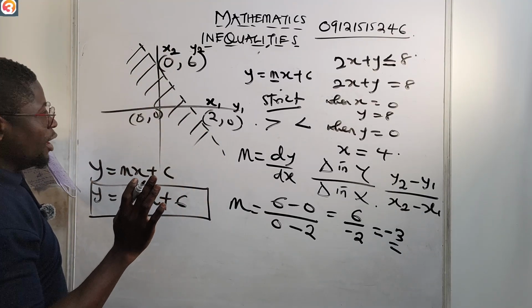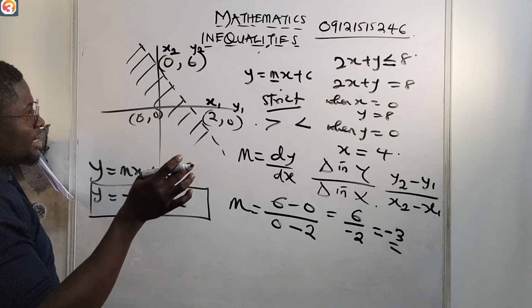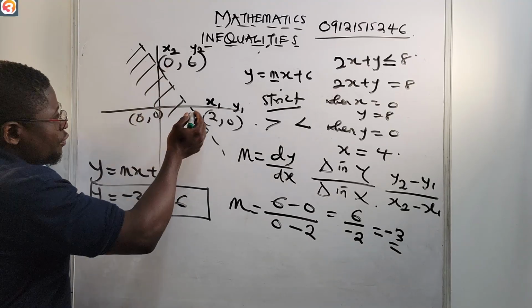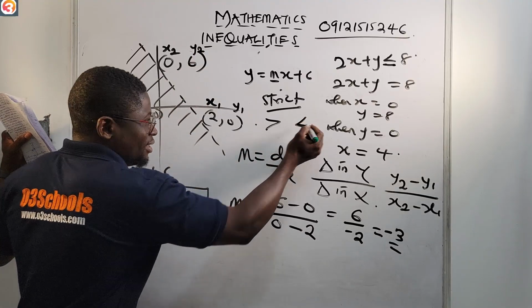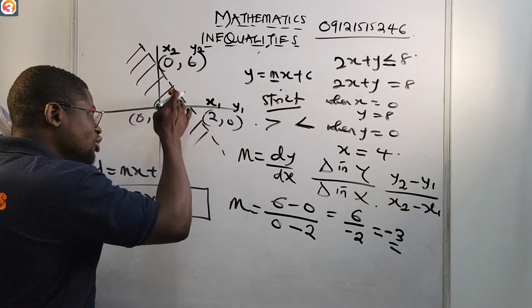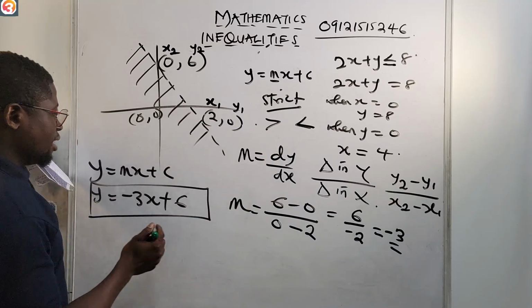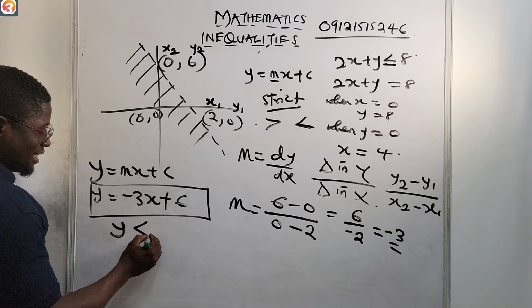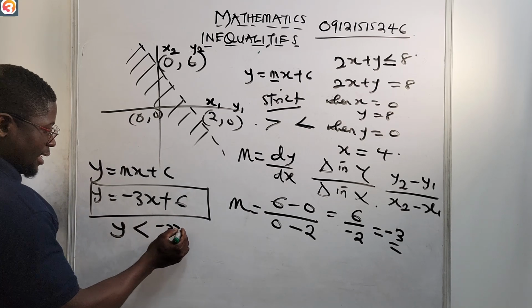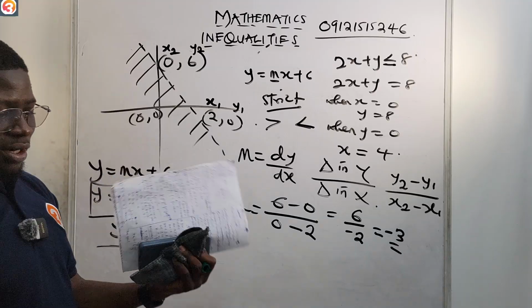So now what do we do? How do we know whether it is less than or greater than? Is the region shaded above or under? It was shaded under. So it shows that it is less than. For less than, the region below is shaded. For greater than, the region above is shaded. So we can simply change this equation to y less than minus 3x plus 6, to be the solution of our inequality. Very simple.